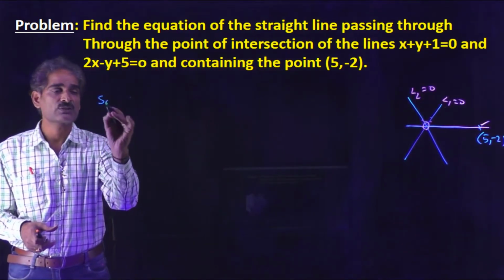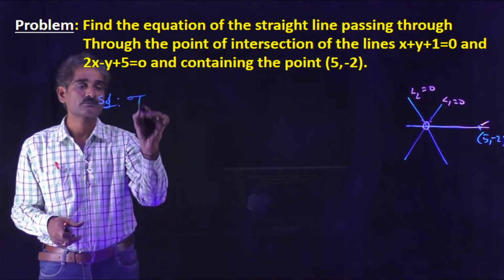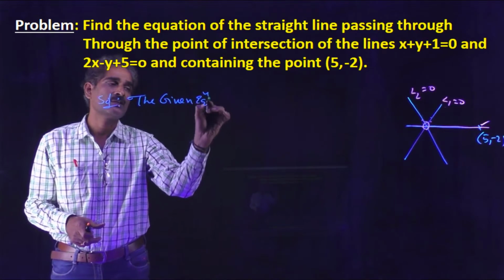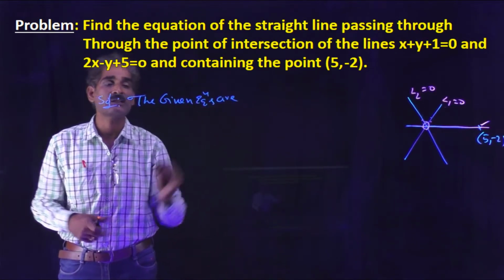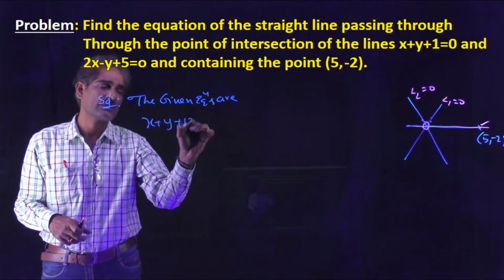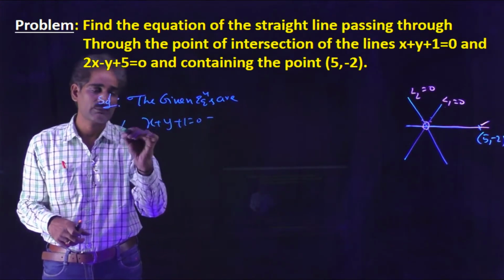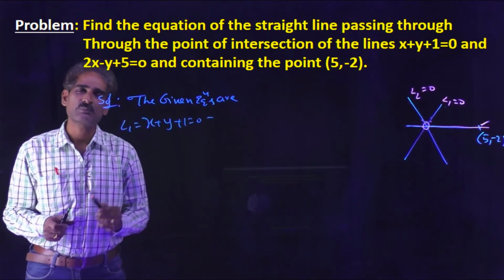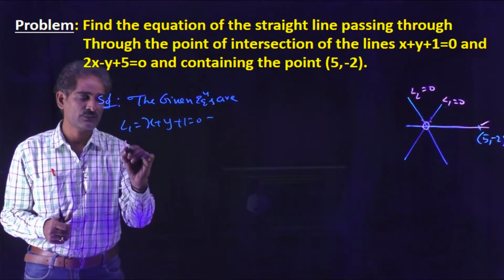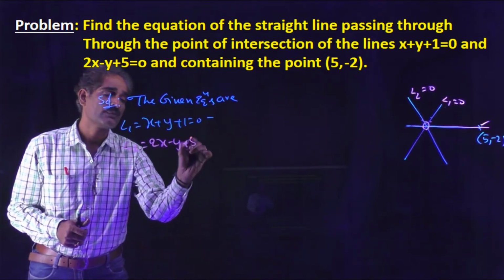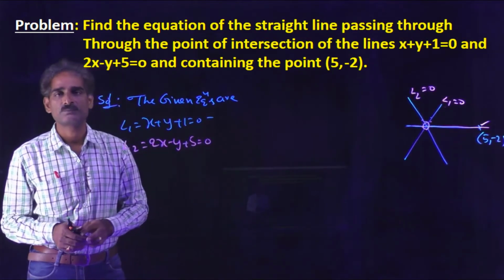The given equations are: the first one is x plus y plus 1 equal to 0. Let it be L1. And the second one is 2x minus y plus 5 equal to 0. Let it be L2.